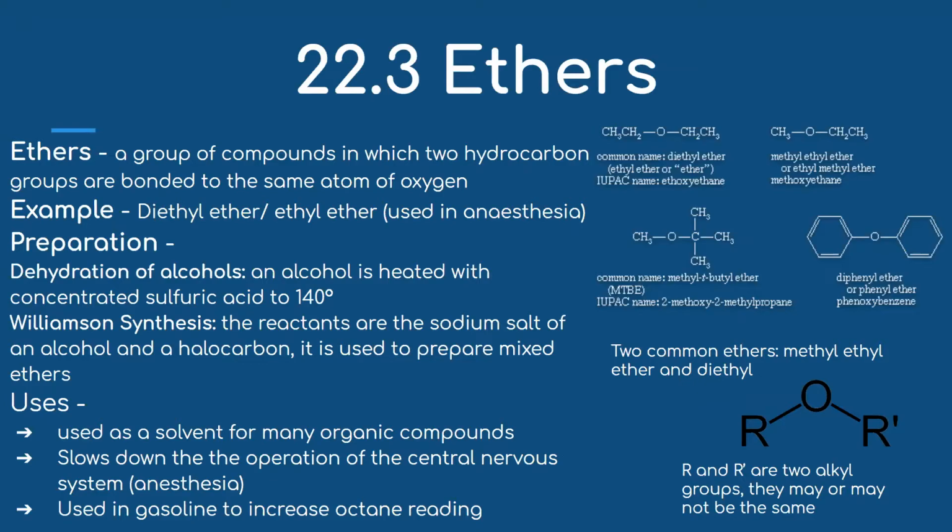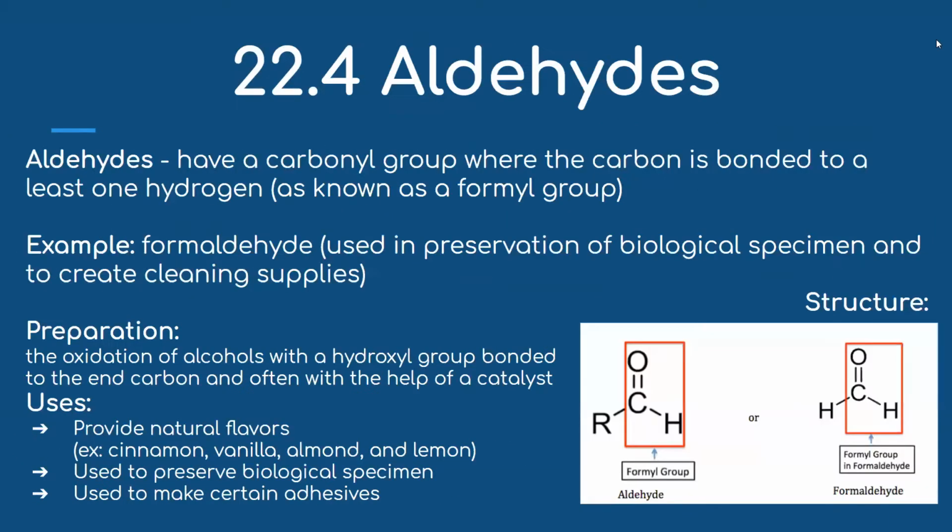The uses of ethers are that they are used as solvents for many organic compounds, and they slow down the operation of the central nervous system, which is why they're used in anesthesia, and they are also used in gasoline to increase the octane rating. Chapter 22.4 talks about aldehydes and ketones.